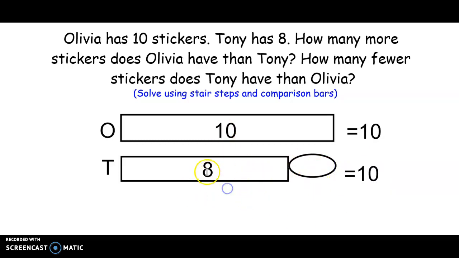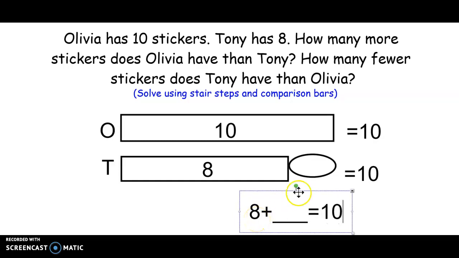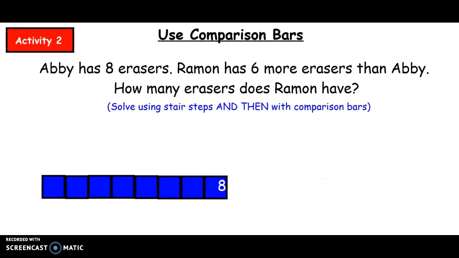This could help you out by thinking of this as the unknown. So your equation would look like 8 plus unknown equals 10. Okay, you'd find that in the same way. You grab 8, 9, 10, check your fingers. That is your answer, is 2. All right, so now our second activity is going to be finding the unknown quantity that is more.